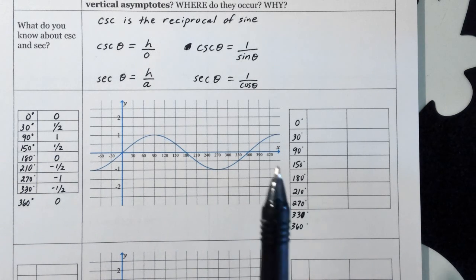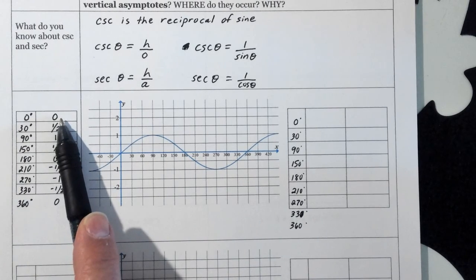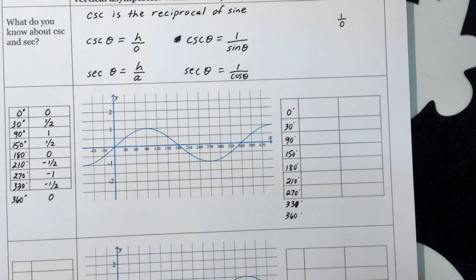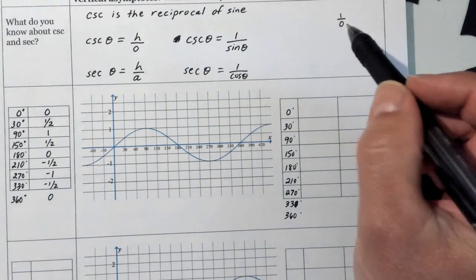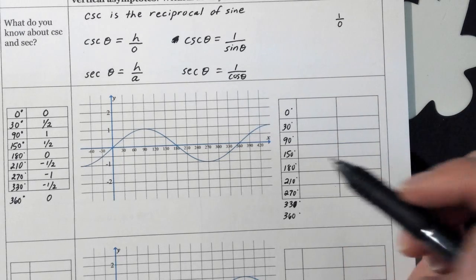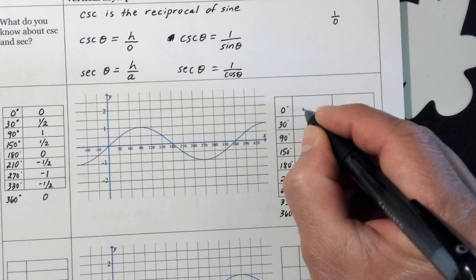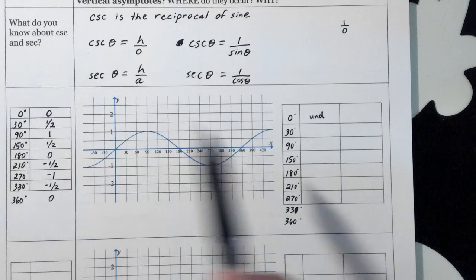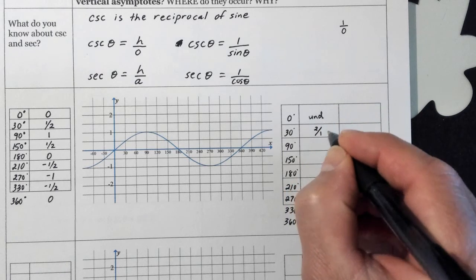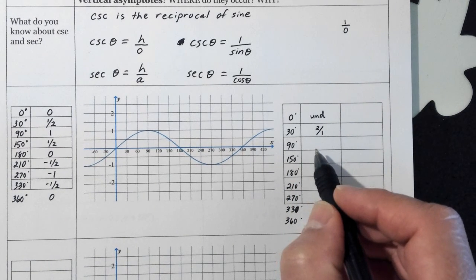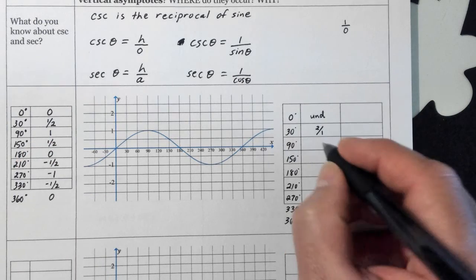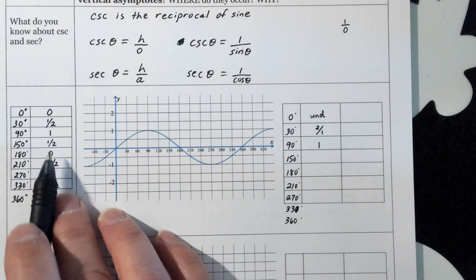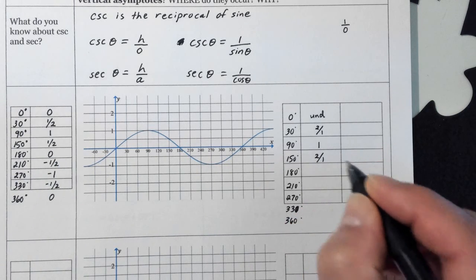So the reciprocal of 0 is 1 over 0. And you learned in 4th grade you can't divide by 0, so it's undefined. At 30 degrees, the reciprocal of 1/2 is 2 over 1, or just 2. At 90 degrees, the reciprocal of 1 is still 1. At 150, the reciprocal of 1/2 is 2 over 1 again, or just 2.